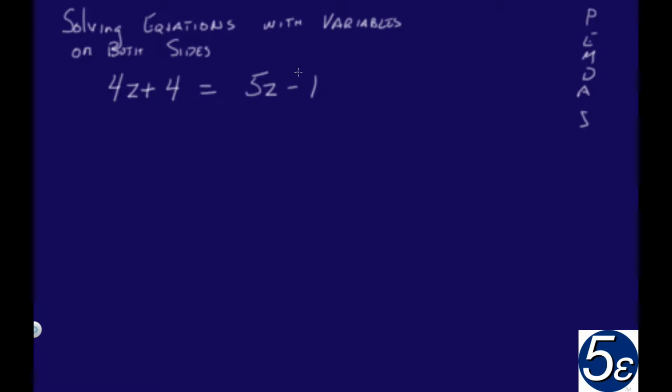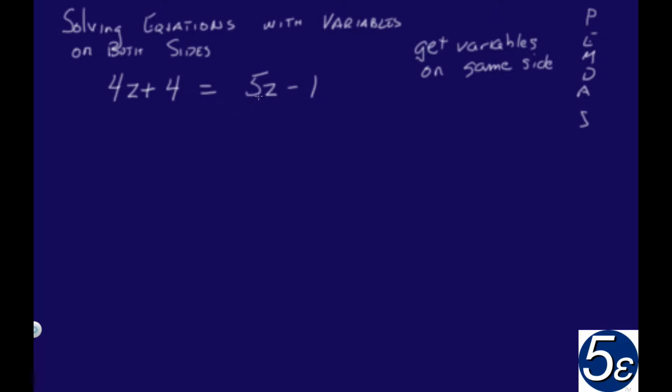Now, solving equations with variables on both sides is a little bit more complicated, but not impossible. Again, we're still going to need our PEMDAS, our parenthesis, exponent, multiplication, division, addition, and subtraction in order to do this. Our entire goal, really, and we need to stay focused, is to get variables, I should say, on the same side. So we want the z to be on either the left or the right side.